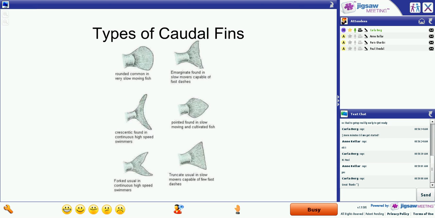Okay, go ahead and answer the question that I just sent you about types of caudal fins. What would your answer be? Go ahead and use the chart. What type of fin moves very slow?